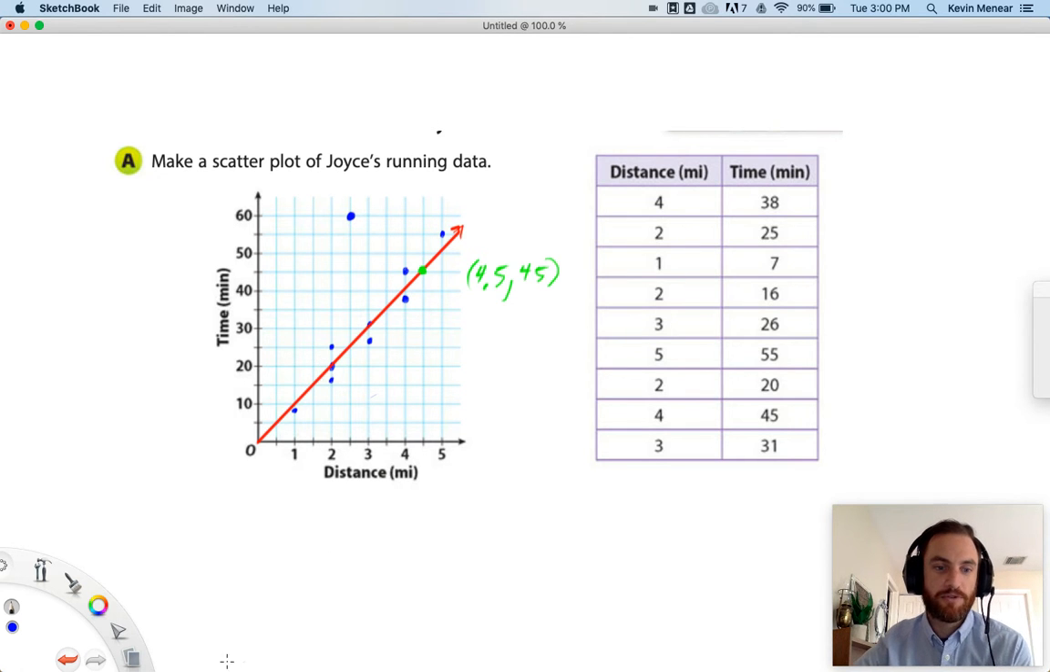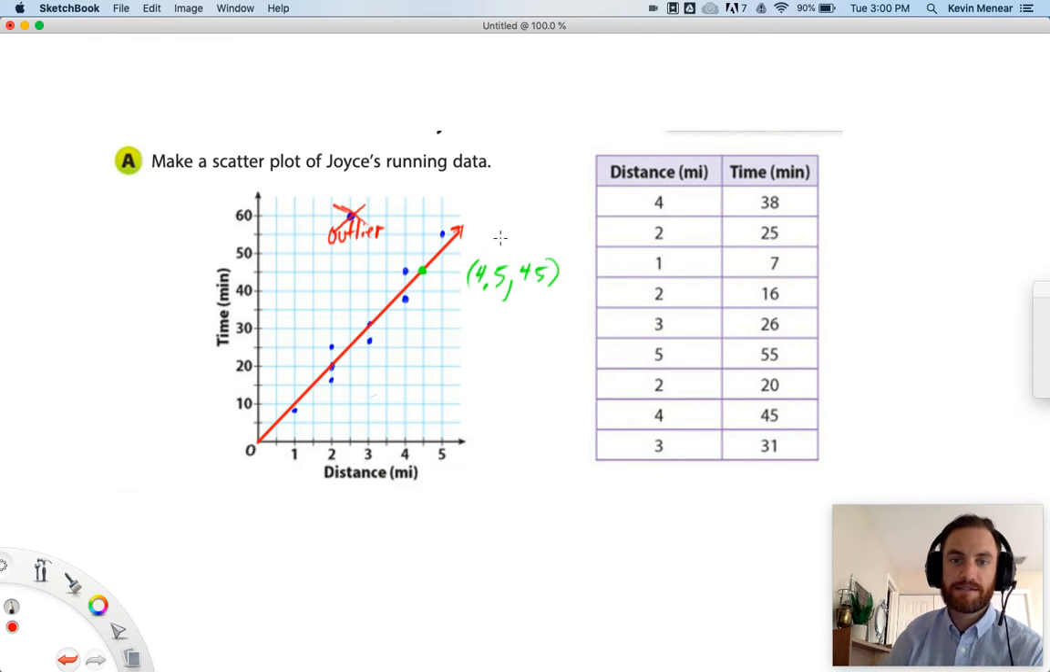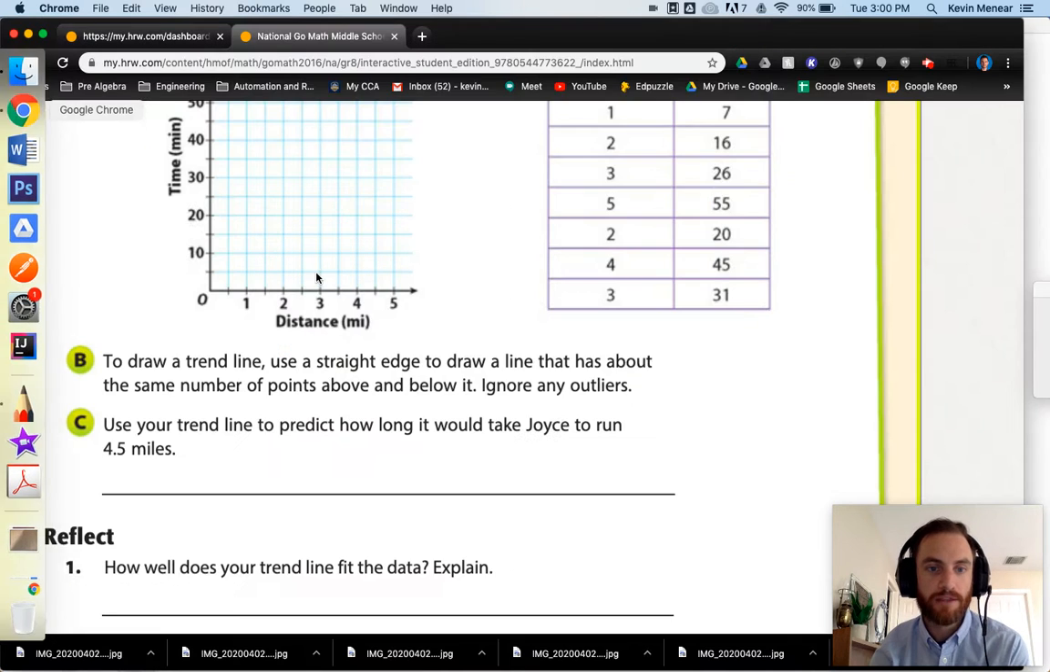This right here, if we remember, is called an outlier. And so I don't want to consider outliers when making my trend line. Okay, so it exists, but I'm not going to consider it. I'm just going to consider the points that are not outliers, so all the rest of them. So that's pretty much it.